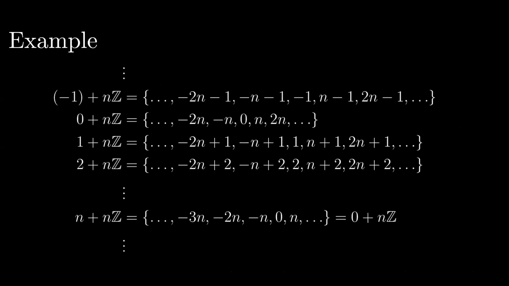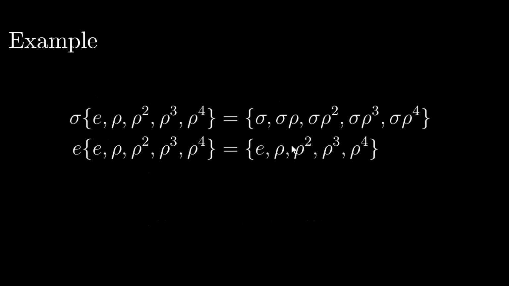And so for example, if we have nZ, which is the set of all the multiples of n, we can offset it by some integer. Notice that if we offset it by 0, it's just the set of multiples. But if we offset it by n, it's also just the set of multiples of n. So this is kind of hinting that this is just the set of all the residues, or in some way it's the same.